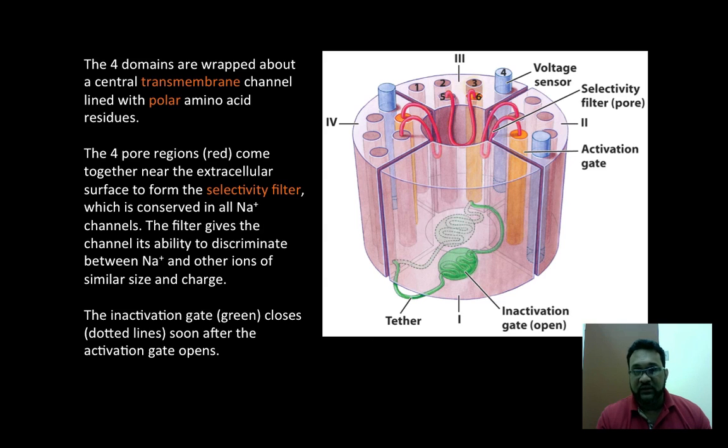Alright, now that filter is very, very specific. The filter gives the channel its ability to discriminate between sodium ions and other ions of similar size and charge. In other words, for instance, let's look at K+, the potassium ion. Now the potassium ion is of somewhat similar size and definitely of similar charge. But this selectivity filter is so specific, it will allow Na+, sodium ions, to pass through, but it will not allow potassium ions, K+, to pass through.